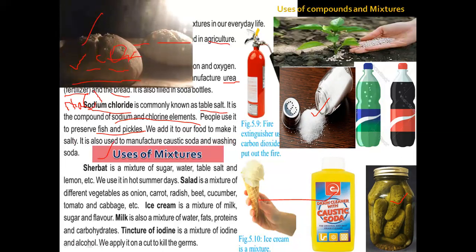Now we'll see some uses of mixtures. So if we see here, sherbet is like lemonade, like different types of squashes, fruit squashes. That is a mixture of sugar. How the sherbet is formed, like this is a recipe of that also. Sugar, water, table salt, and lemon. That is also called lemonade. So all the things which we have seen before in an example, they are all combined and they form sherbet, or that is a mixture.